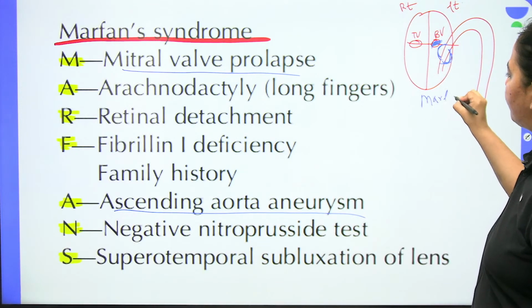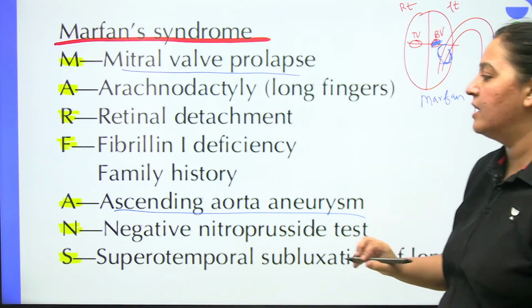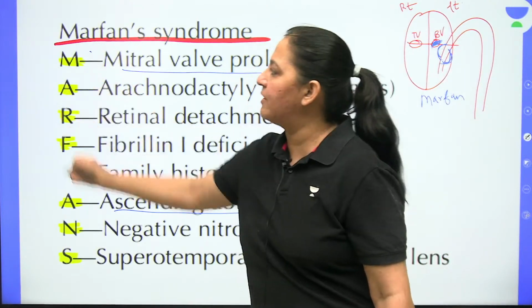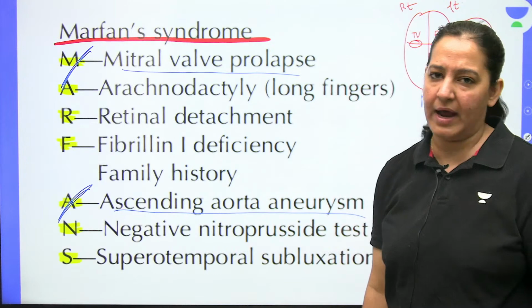In a patient with Marfan syndrome, you can see the two abnormalities in the heart. Now, if you have drawn in the diagram, you will never forget. So, Marfan ka M ho gaya, M is mitral valve prolapse, and A ho gaya, A is ascending aorta aneurysm. I guess you got it.